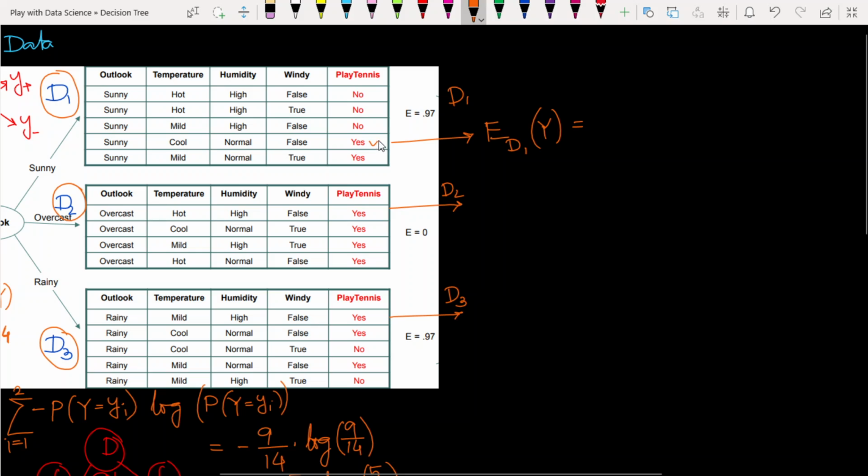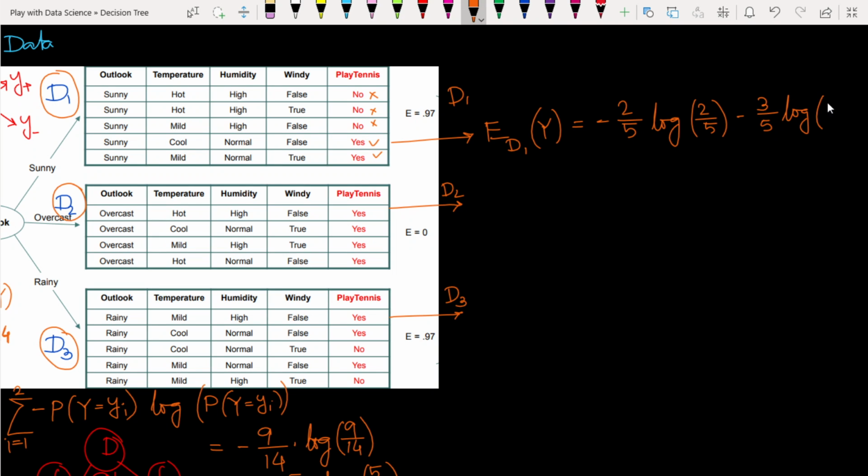Here we have 2 yes and 3 no. So this value is calculated as minus: the total number of data in this partition is 5, so yes is 2 by 5, minus log of 2 by 5, minus no is 3 by 5, minus log of 3 by 5. If you calculate it with a calculator, you can easily find this value is 0.97.